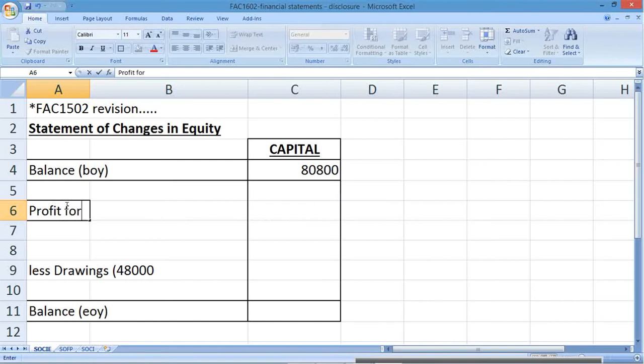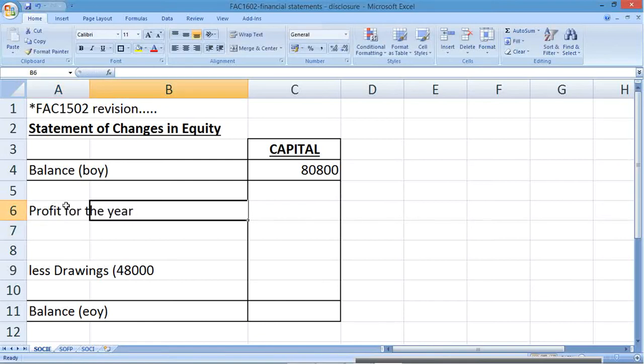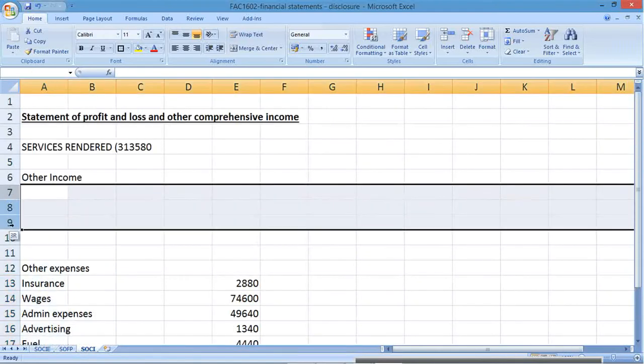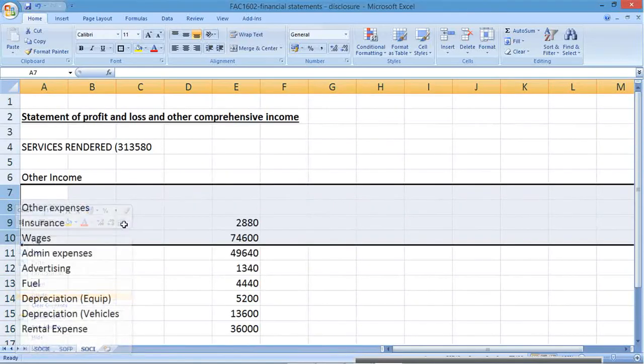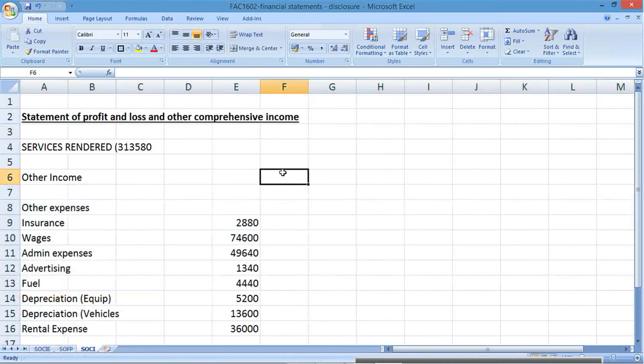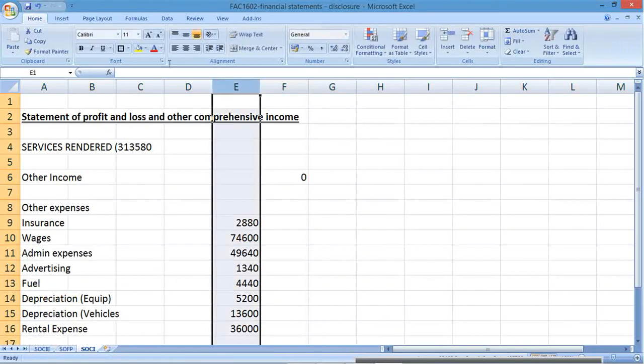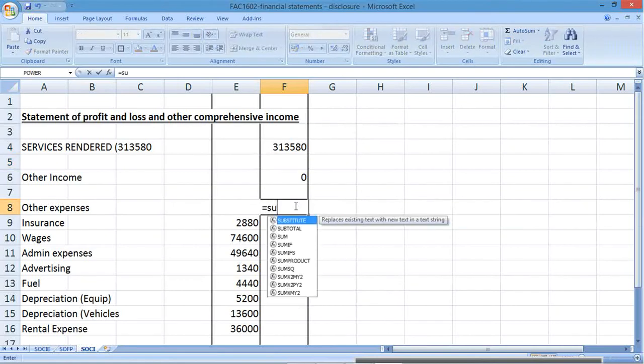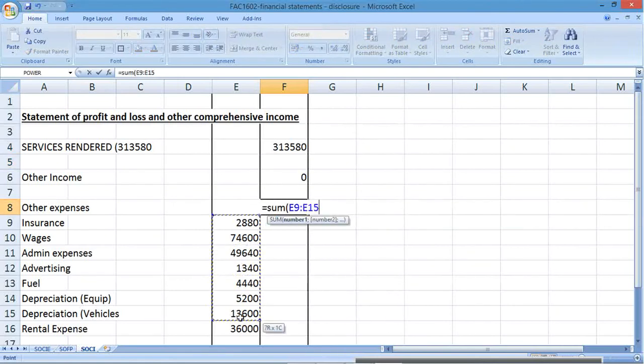Yeah, so profit for the year, which we need to get. So we can literally just total up and tally up everything here. Nice. So other income is 0. Yeah, you'd have naught there. Again, I like to use 2 columns, so we'll put 2 columns there. Services rendered, 313,580, and then the expenses would literally be the sum of all of those added together.